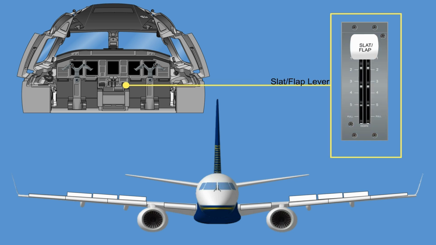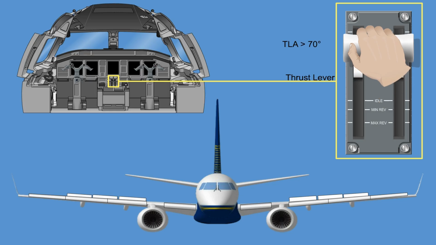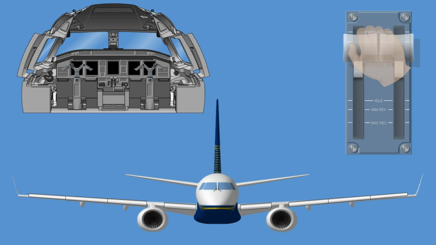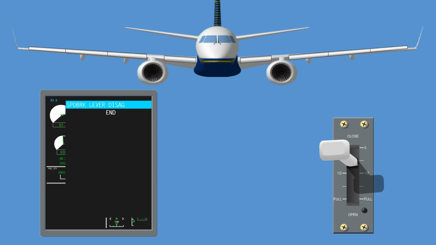The speed brake will retract automatically upon selection of flap 3 or advancing the thrust lever beyond thrust lever angle 70 degrees. In the event of a disagreement of lever position with actual surface position after automatic retraction, the advisory message, "Speed brake lever disagree," will be displayed on the ICUS.